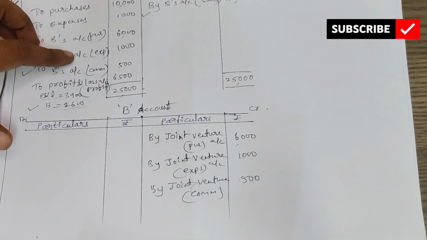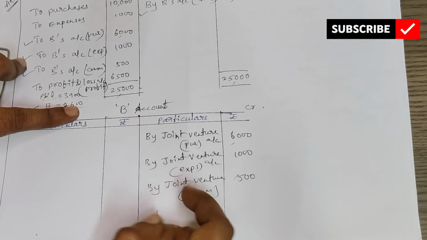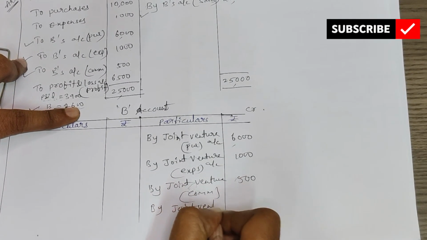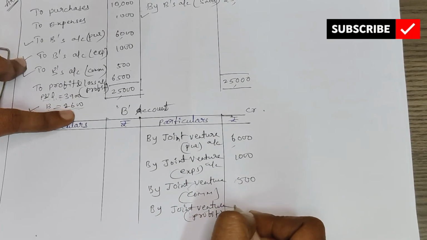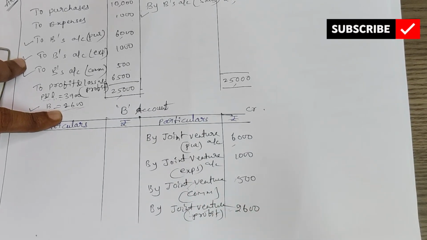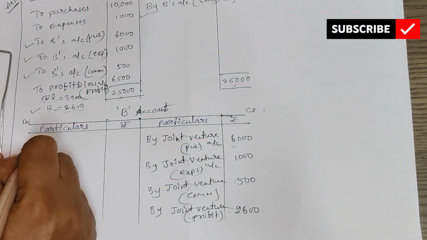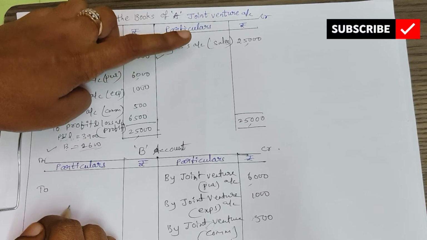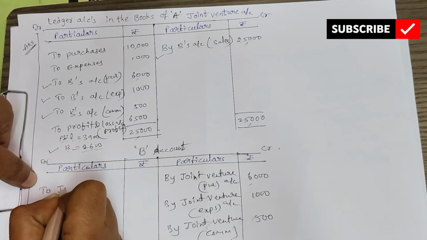500. Okay, and next B, here B 2,600 in joint venture account. By joint venture account, in bracket profit. How much profit belongs to B? 2,600. Okay, and next coming to credit side. Here credit means here we need to write debit side. So what we should write? In the joint venture account credit side we have B account. If you are maintaining B account, you need to write joint venture account, that is debit side. So I'm writing here joint venture account.